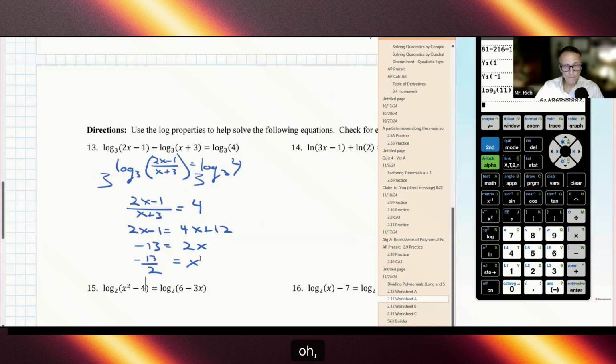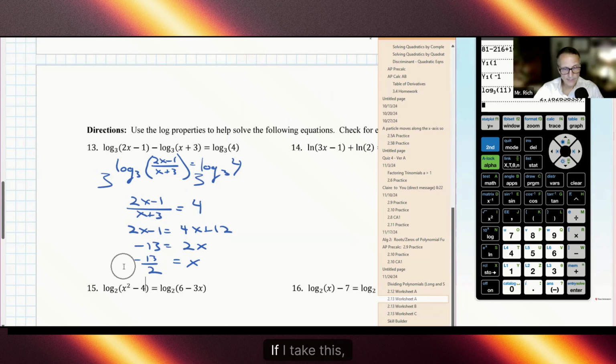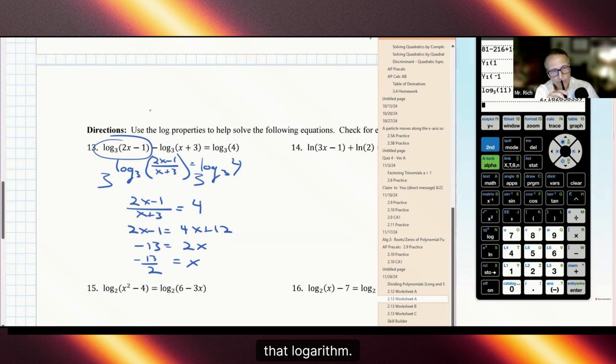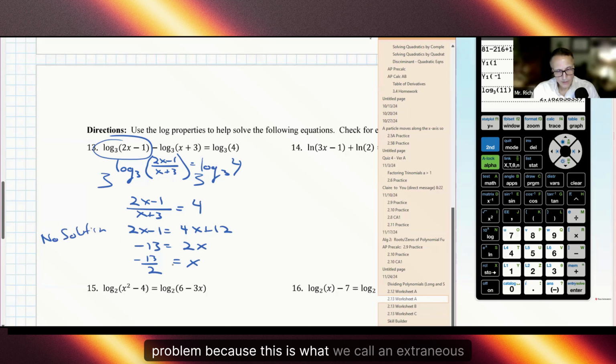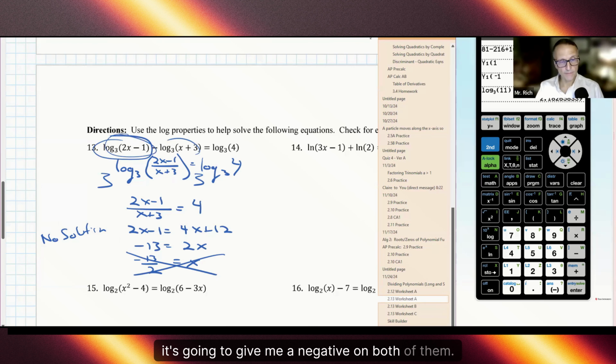Yeah, that looks good. Oh, and of course, we have to make sure that that's a valid solution, right? If I take this, which is negative 6.5, I don't think that that's a valid solution because it's going to give me a negative number inside that logarithm. And since it was my only solution, I would conclude that there's no solutions to this problem because this is what we call an extraneous solution. When I plug it into both of these logs, it's going to give me a negative on both of them.